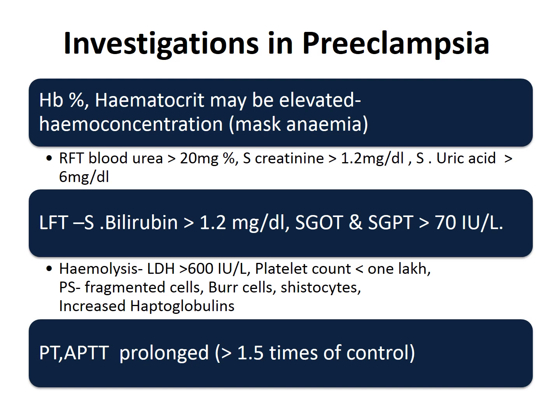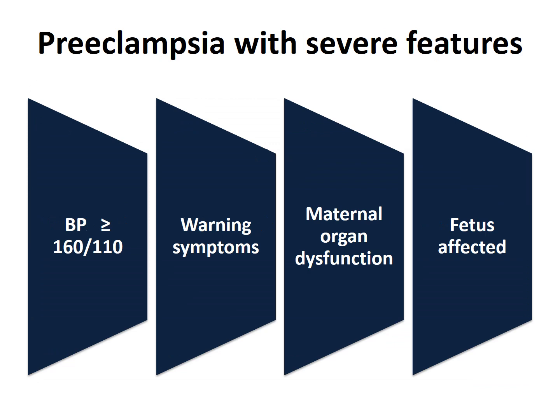Coming to the coagulation profile, look for the prothrombin time and partial thromboplastin time, which may be elevated, that is, more than 1.5 times the control. After the clinical examination and investigation, now we will be able to see whether there are any severe features. The BP if greater than 160 over 110, or there are warning symptoms like headache, blurring of vision, epigastric pain, vomiting, etc.